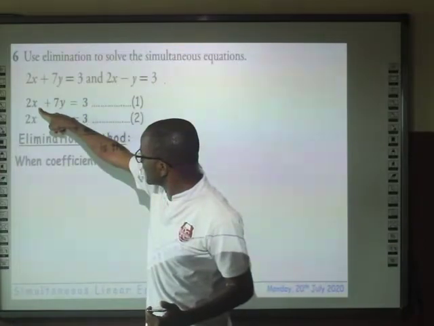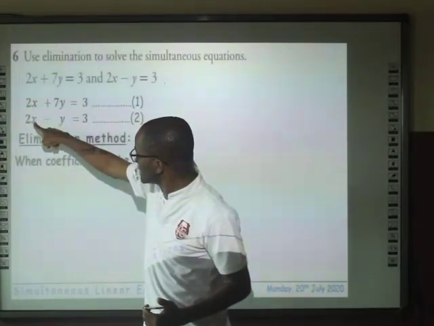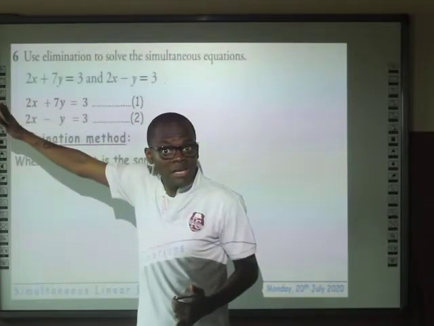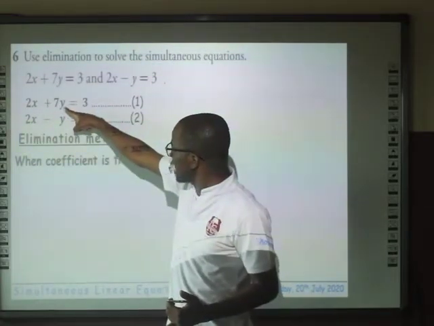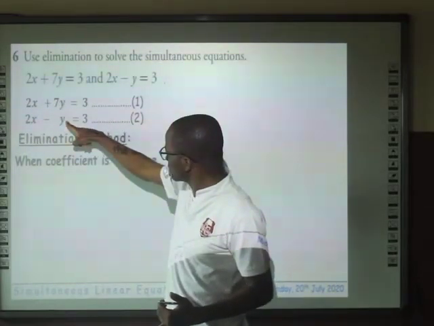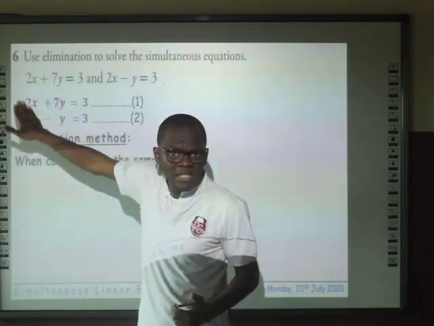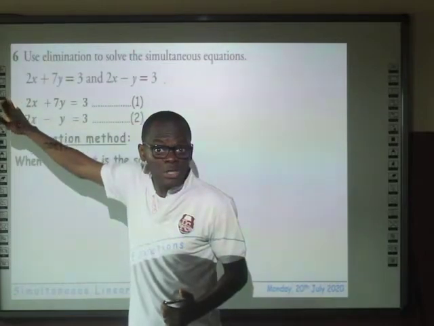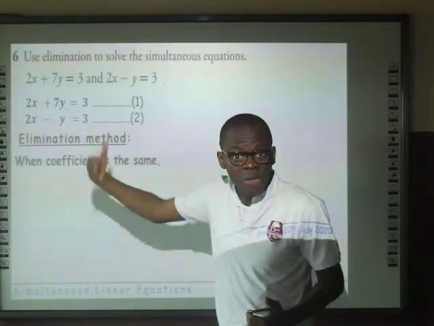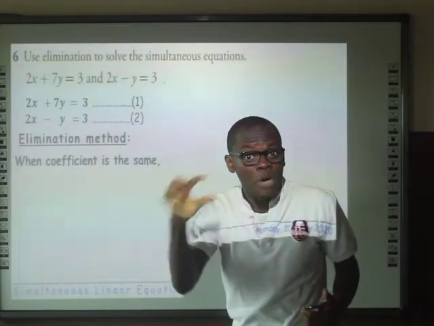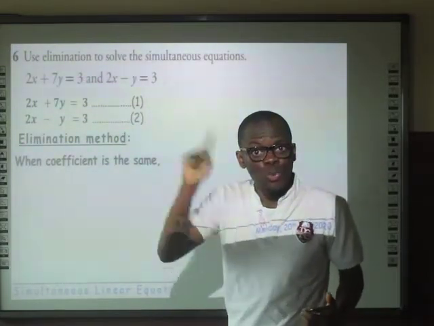Now, look at the coefficient of x there, it's 2. The coefficient of x there is also 2, so the coefficient is the same, that's fine. So you stick with x in this case. Now, the coefficient of y in equation 1 is 7. The coefficient of y in equation 2 is minus 1. The coefficients are not the same. So ignore y for now. Stick to x with the same coefficient. So that's how you proceed with elimination method. You look for the variable with the same coefficient in equation 1 and 2.